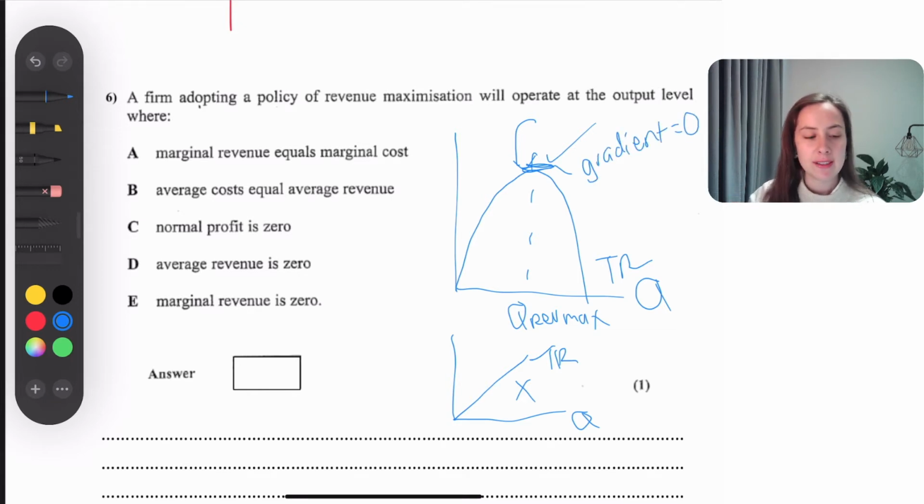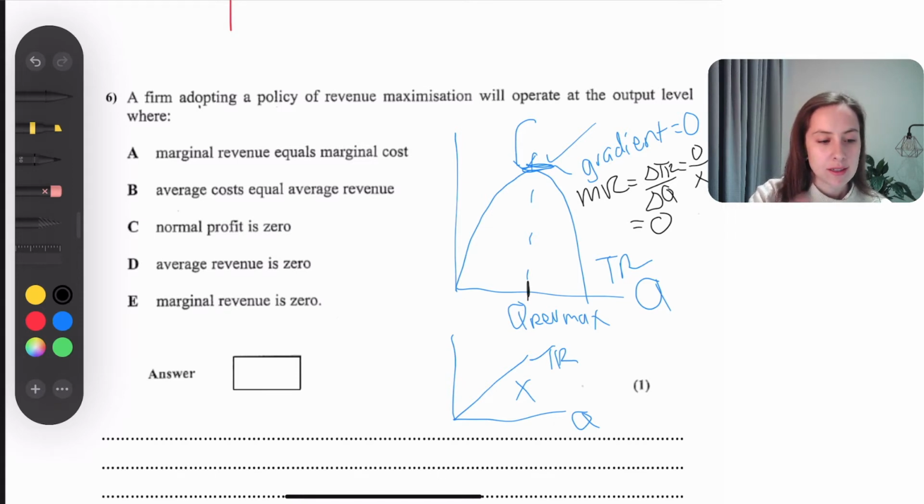There's a few ways you can see this, but the way that I'm going to do it is based on this. The gradient of this total revenue curve is 0, and your MR grabs the gradient. Your MR is how much your revenue is changing by. And at this top, there is no change in your revenue. It's flat, 0 divided by X. Your MR is 0 right at this quantity.